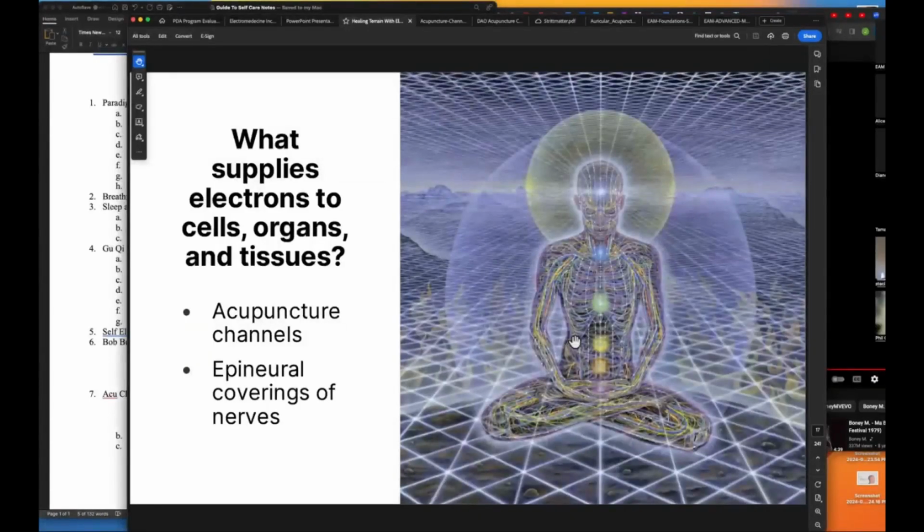So what supplies electrons to cells, organs, and tissues? Well, that's the acupuncture channels, number one, but the acupuncture channels don't actually reach everywhere. So number two is the epineural, or the outside covering of nerves.